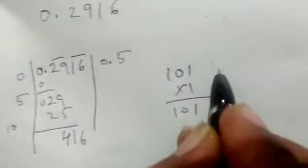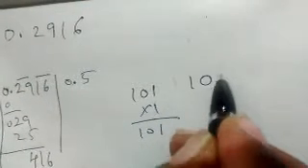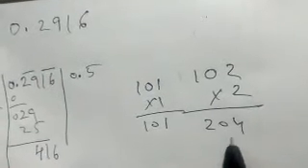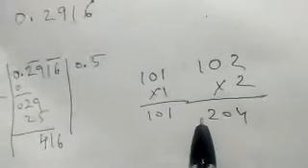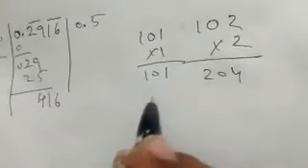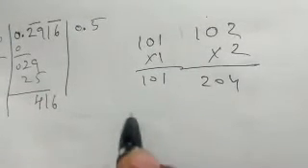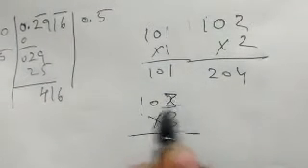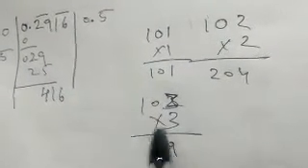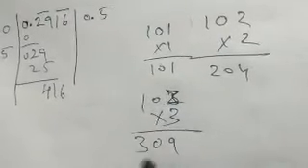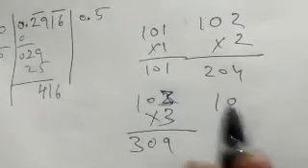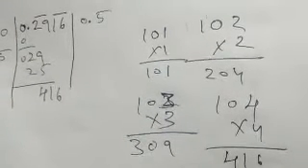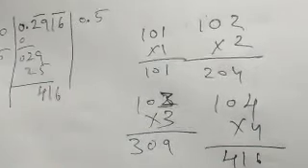So what is the other number? We can take 102 into 2. So 2 4 is 8, 204. Right? We can go for the further number. Now we will go with 103 into 3. 3 3 is 9, 309. So 104 into 4. 4 4 is 16. 416. See, exactly it is matching with the 416 number.